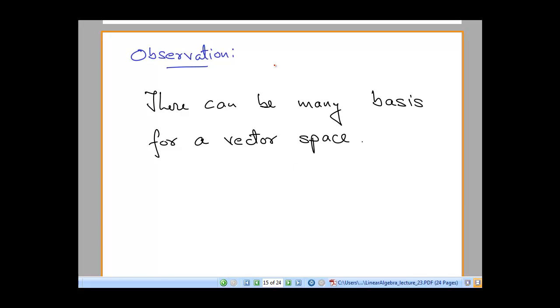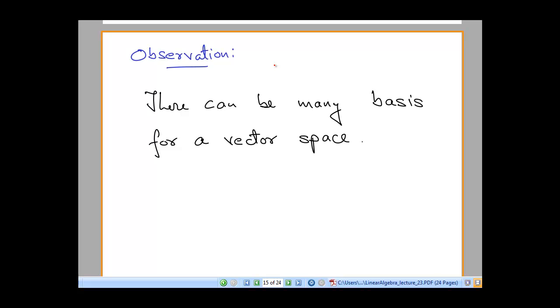So from this we can easily see that there can be many bases for a vector space. So in this case we saw that a single vector 1 forms a basis, single vector minus 1 forms a basis, and any single vector in R will be a basis, except which vector?